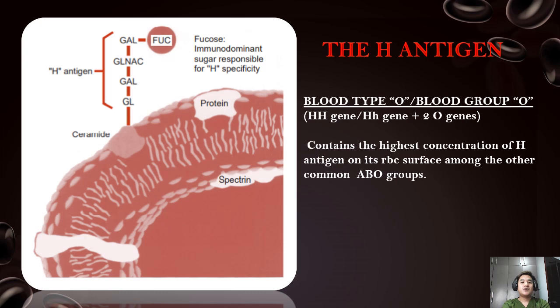Okay, now since the O gene is a non-functional and unexpressed gene incapable of producing a specific glycosyltransferase that will facilitate the conversion of the H antigen into other forms of antigens, blood group O has the most abundant amount of unconverted H antigens. It means to say that it also has the highest concentration of H antigens among the common ABO blood groups.